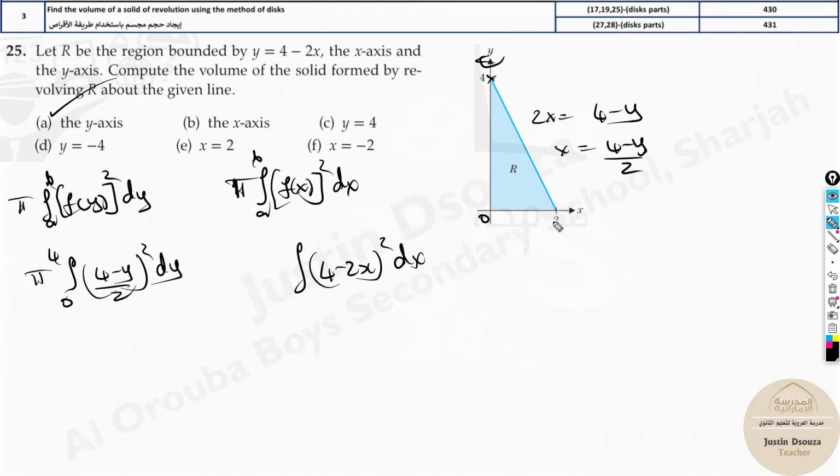What is the integral limit? 0 to 2 over here, because it's this one. For y, it's along the y-axis. For the x-axis, it's along the x-axis itself. 0 to 2, pi. Put it in the calculator now, both of these equations, and those will be the answers.